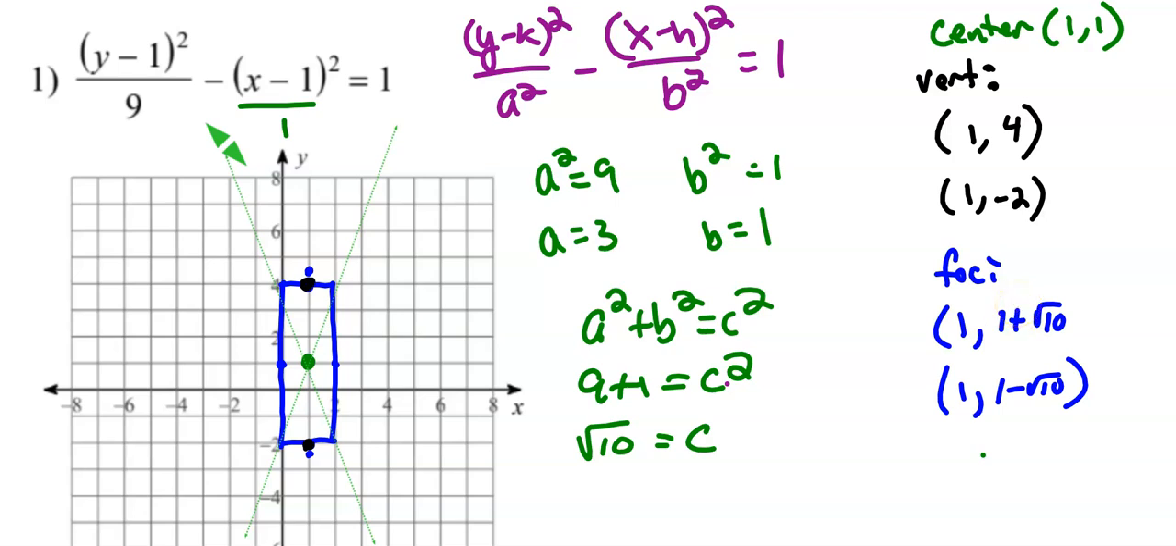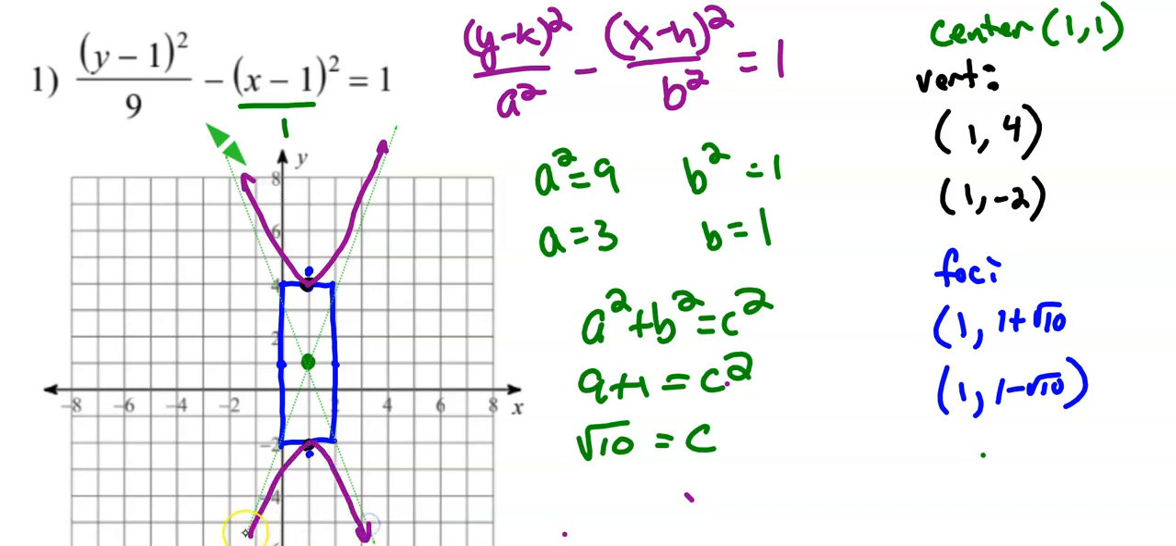We can sketch our hyperbola now, and I'm going to sketch it in purple. So it's going to come through this one vertex and towards the asymptote, and then through the other and towards the asymptote. Same thing down here.